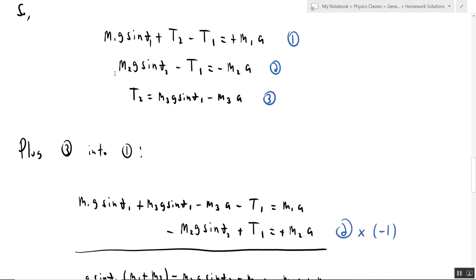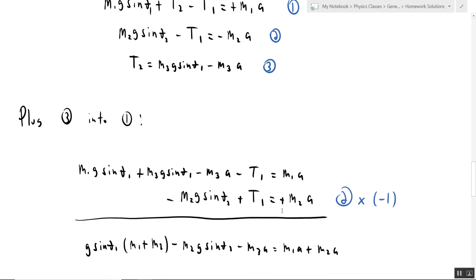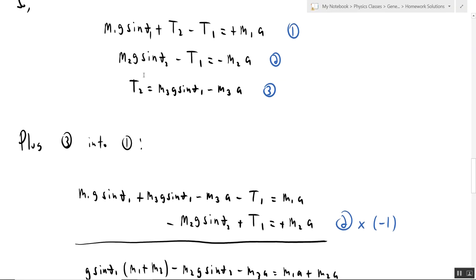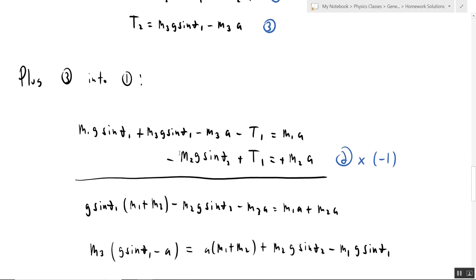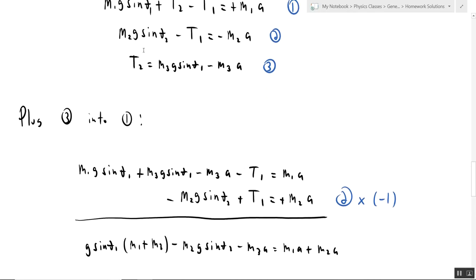So this is what I did here. I have M1g sine theta 1 plus M3g sine theta 1 minus M3a minus T1 is equal to plus M1a. And then I still have equation 2, which I'm going to write beneath it, which is M2g sine theta 2 plus T1 is equal to minus M2a, which is this. Then I multiplied this by negative 1, so this becomes minus M2g sine theta 2 plus T1 plus M2a. I did that because I want to cancel T1.